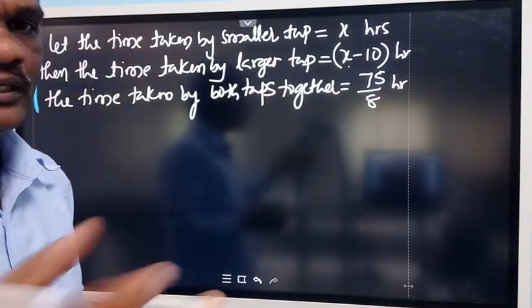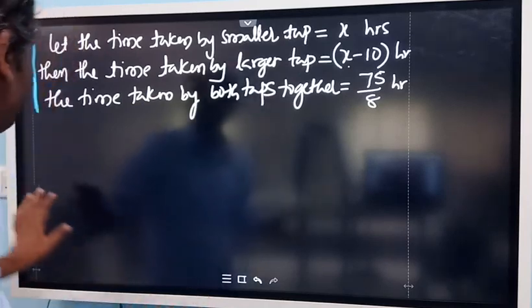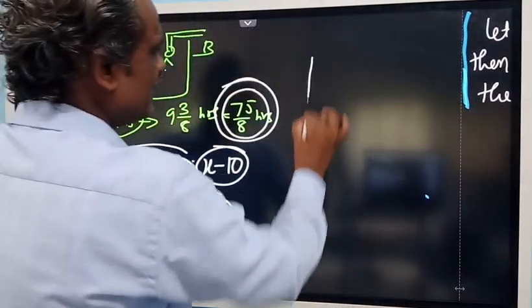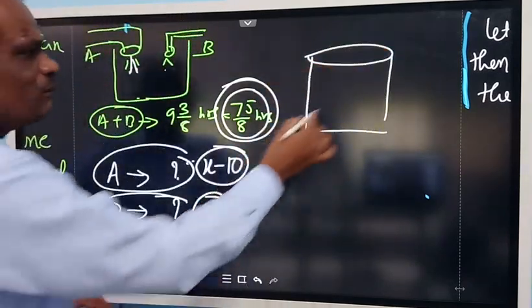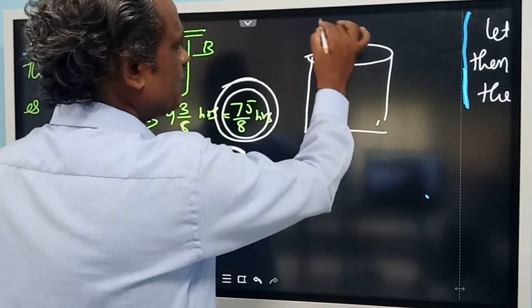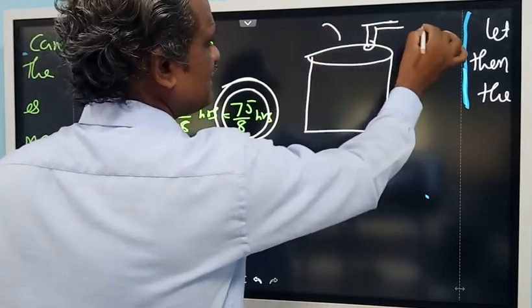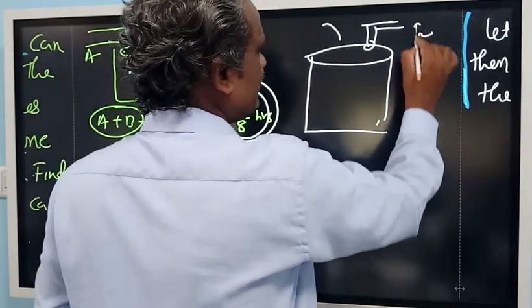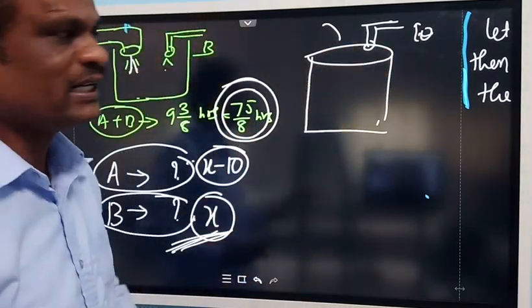So therefore you need to convert that into a directly related relation. So we have to take the part of the tank filled by each. Suppose I write the same tank here. I am going to turn on the smaller tap here. It fills the tank in X hours. Assume that it fills the complete tank in 10 hours.